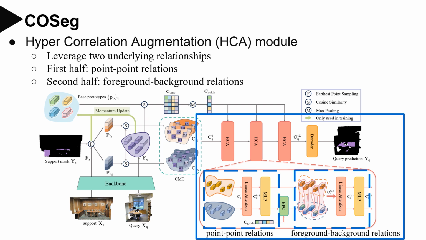The HCA module leverages two underlying relationships to refine correlations. First, the query points are all related. Their correlations to all prototypes are also connected, leading to point-point relations corresponding to the first half of the HCA module. Second, classifying a single point depends on its relative correlations to foreground or background prototypes, forming foreground-background relations corresponding to the second half of the HCA module.